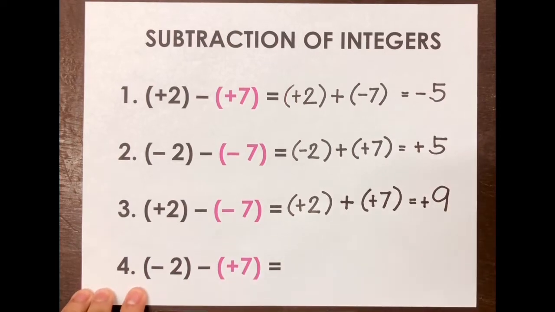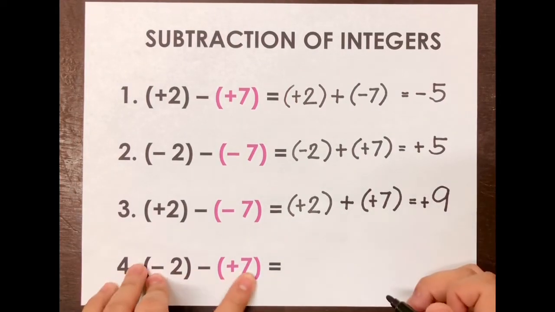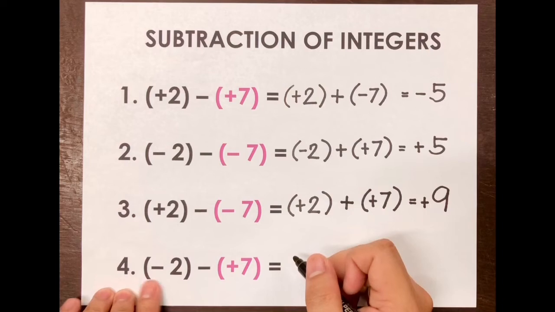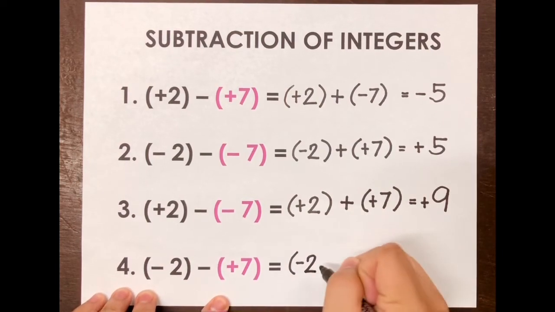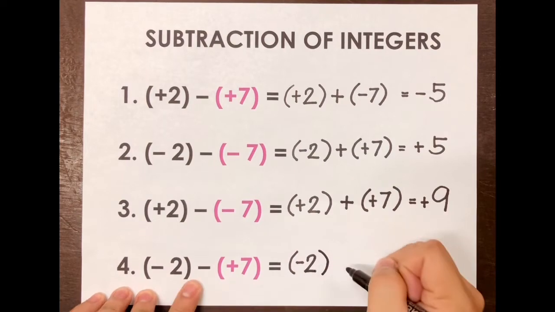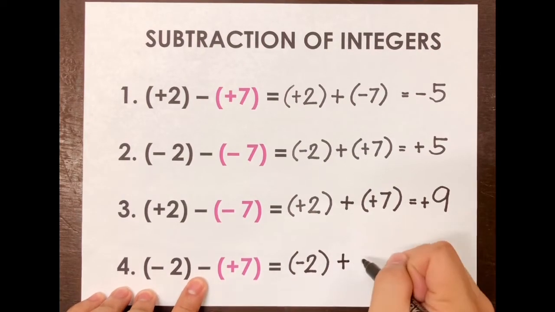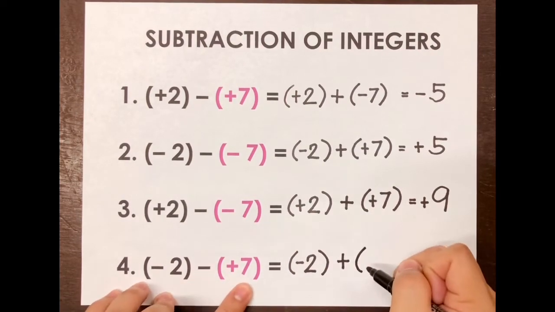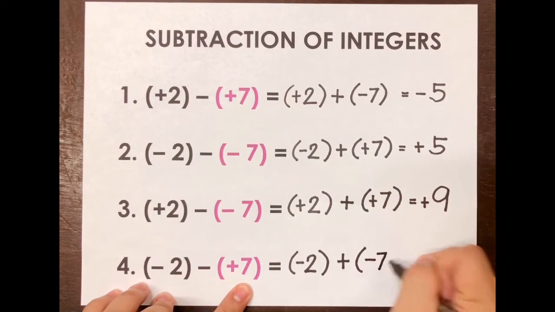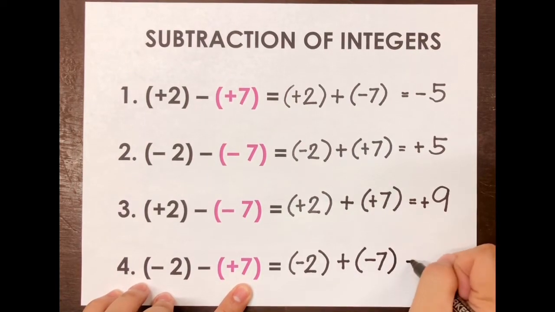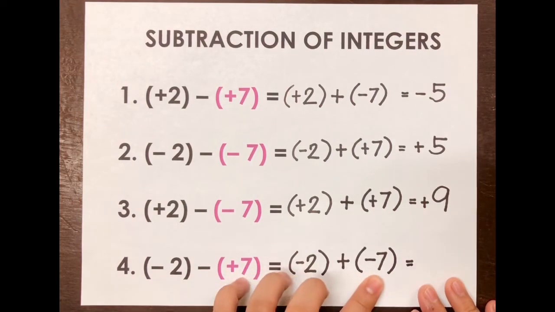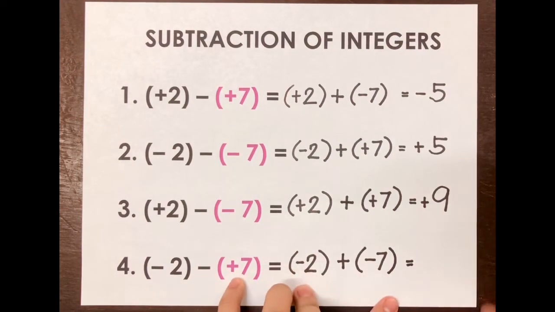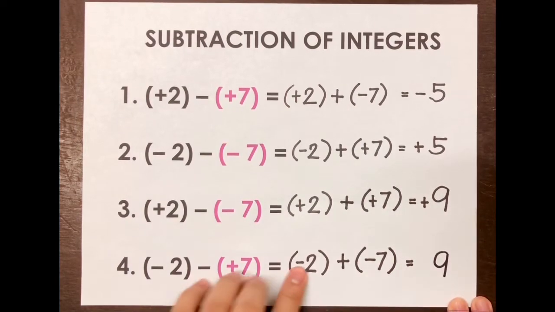For the last item, we have negative 2 minus positive 7. Copy the minuend. Then, change the subtraction symbol to addition symbol and change the sign of the subtrahend. They are of the same signs. So we add their absolute values. 2 plus 7 is 9. And their common sign is negative.